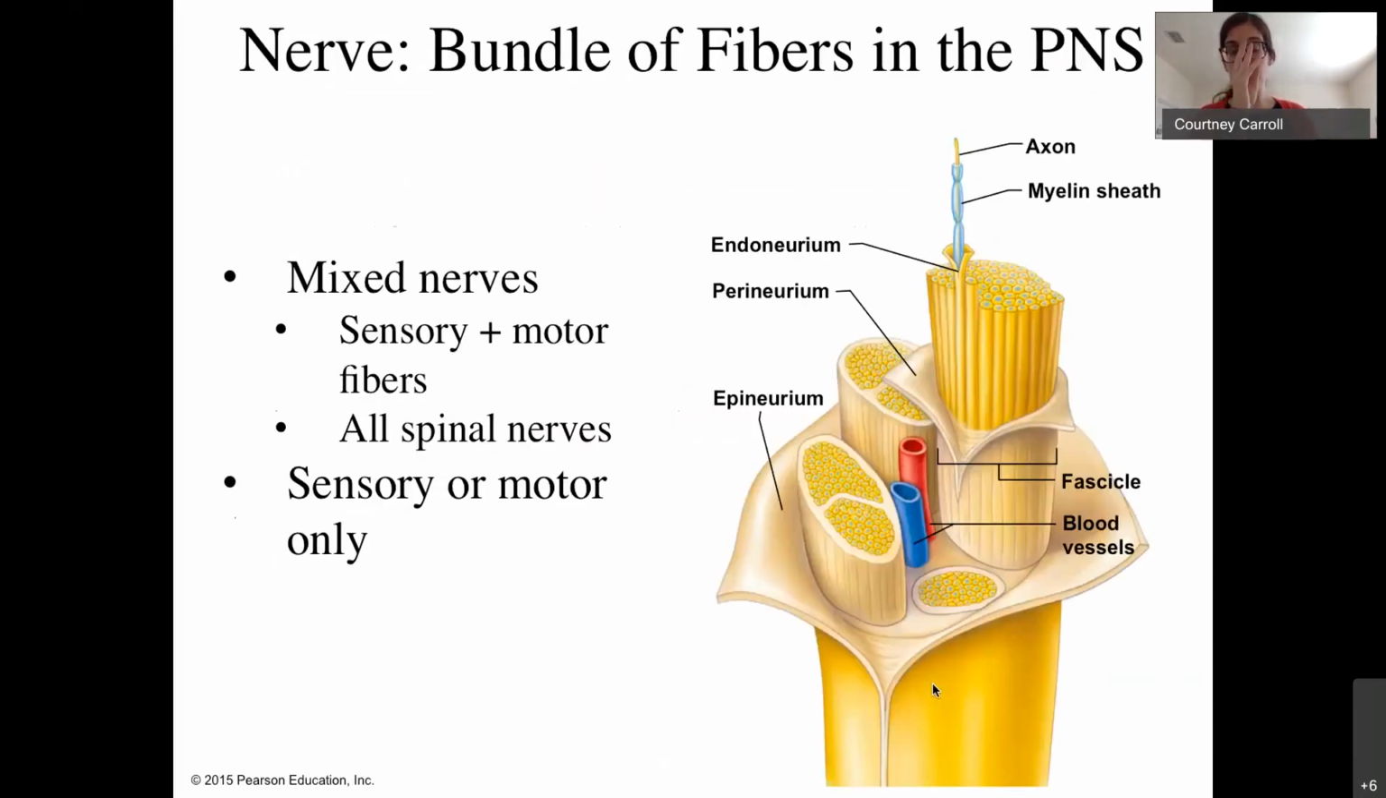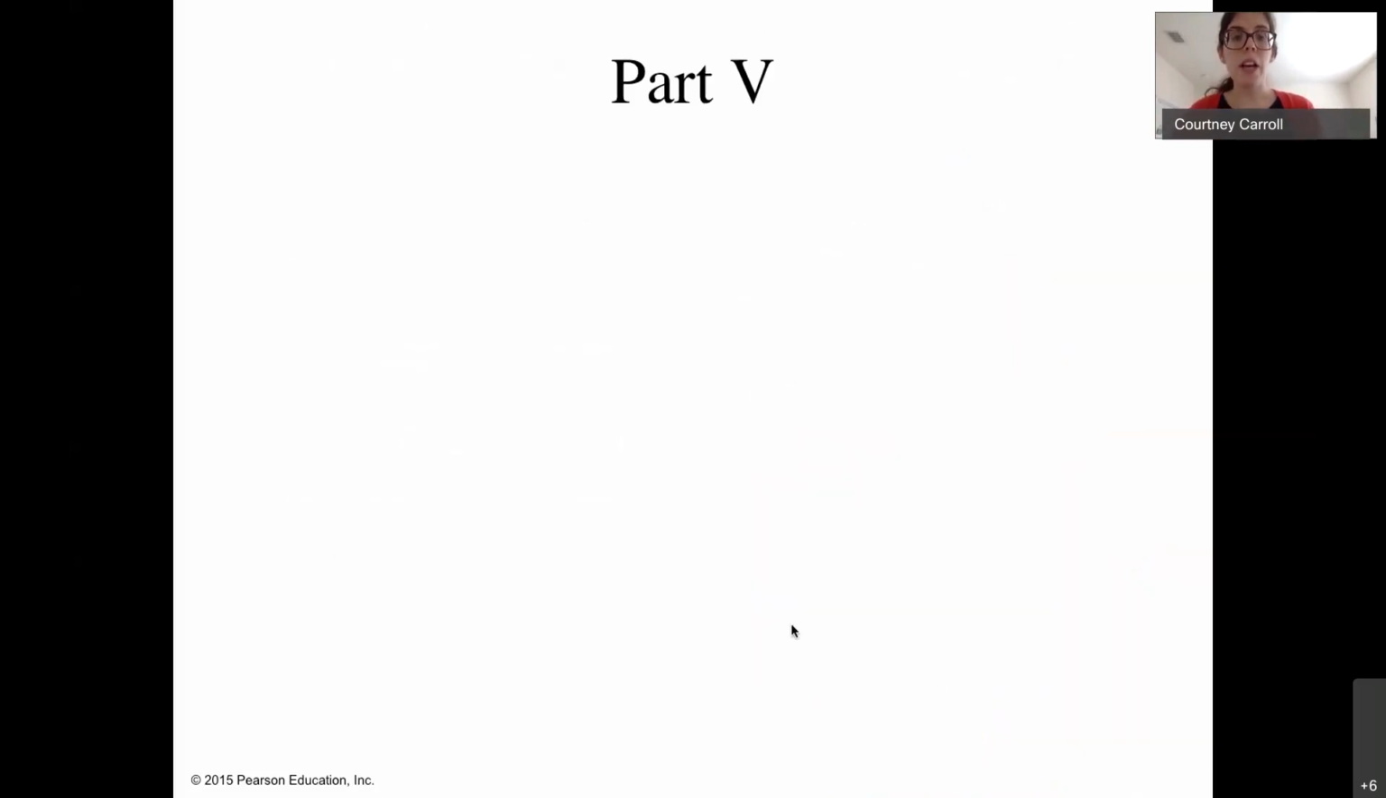What I want you to know here, because we started talking about the spinal nerves, is that nerves are bundles of fibers, and most of them are mixed. Mixed nerves are all of our spinal nerves, so everything coming out of your spine has sensory fibers and motor fibers. Sensory coming from the body up to the spinal cord, motor fibers coming down from the spinal cord. But you have some nerves in your body that are just sensory or just motor. All of your spinal nerves have both, but some of the other nerves in your body will have one or the other. Okay, that is where we're going to leave it for today.